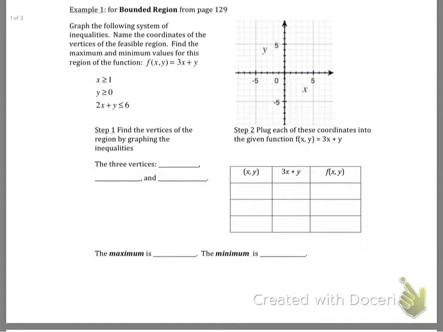All right, example 1, graph the following system of inequalities, name the coordinates of the vertices of the feasible region, find the maximum and minimum values for this region of the function.